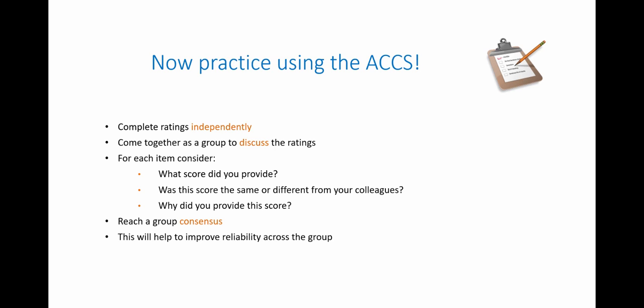And then you come together as a group to discuss that rating. For each item, consider what score did you provide? Was this score the same or different from your colleagues? And why did you provide this score? Then you need to think about reaching a group consensus so that you can make sure that you're all on the same page in terms of how you're using the ACCS scale.